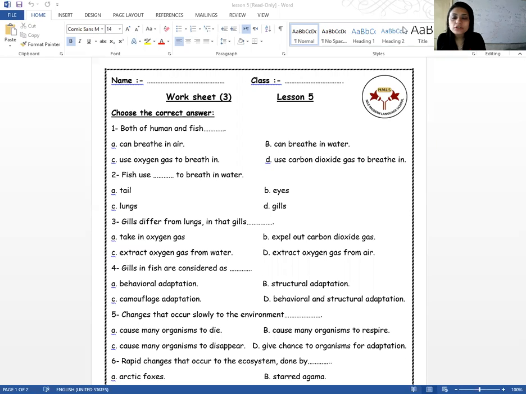Good morning, grade 4. In this session, we will solve worksheet number 3 and worksheet 4 on lesson 5 and lesson 6. You have to know the first one: choose the correct answer.